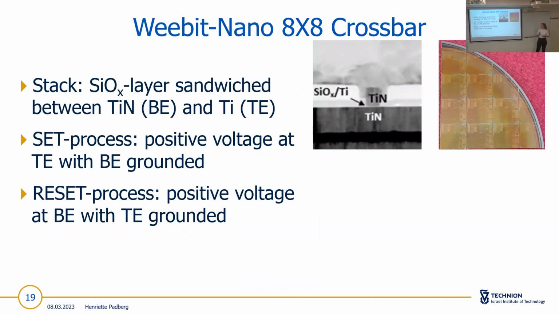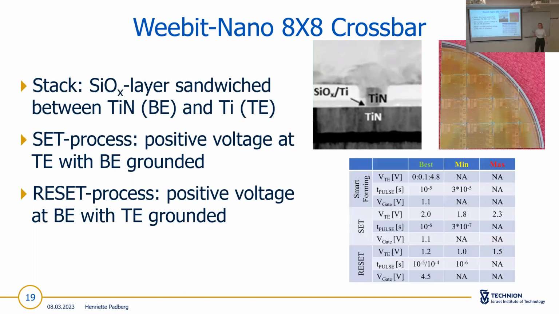The sample was from the manufacturer Weebit Nano in an 8x8 crossbar configuration. And here you can see the SEM image of the stack. The stack is a silicon oxide layer sandwiched between titanium nitride as bottom electrode and titanium as top electrode. And here on the right, you can see a picture of the full sample. As I mentioned earlier, a set process happens with a positive voltage applied at the top electrode and a reset process with a positive voltage at the bottom electrode.